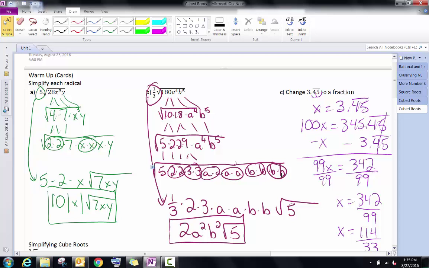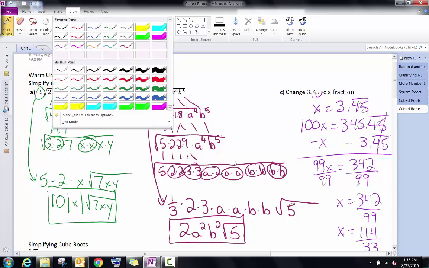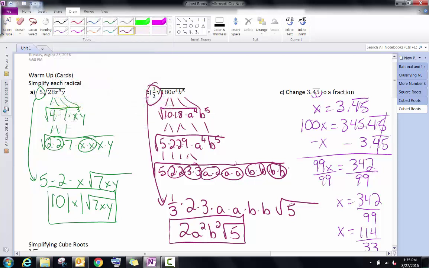Oh, and I forgot a b. So we don't want to forget that. So I have an extra b here. I don't want to forget it, which I did. So we're looking for pairs. I got a pair of 2's, I bring it out. A pair of 3's, I bring it out. 2 pairs of a's, so I bring out 2 a's, and 2 pairs of b's, and I bring them out. 5 and the b are still stuck inside.